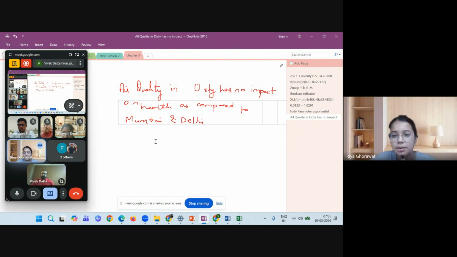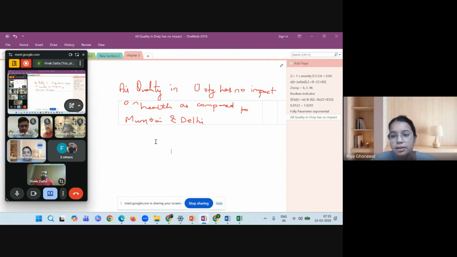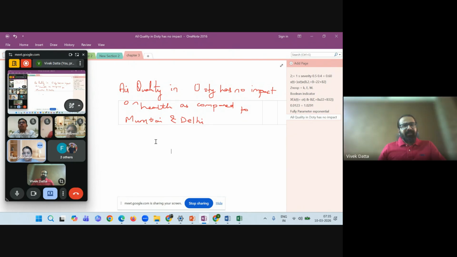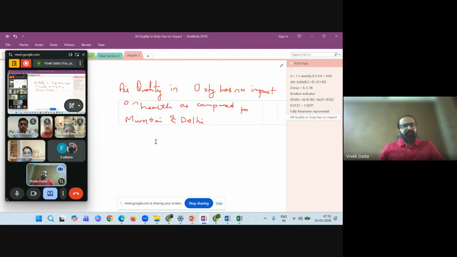Can we do some rating? Like on a scale of 10, for Mumbai or Delhi, whichever. You could, but right now you don't have this information. Yes, we don't have. So how would you solve for this?